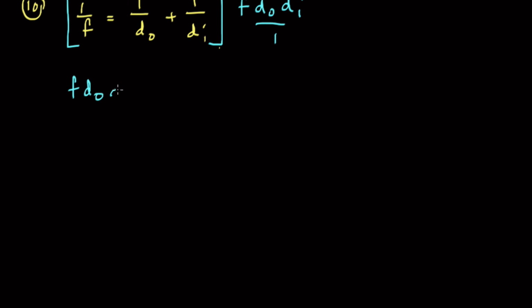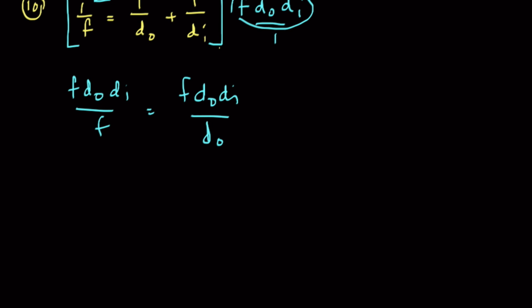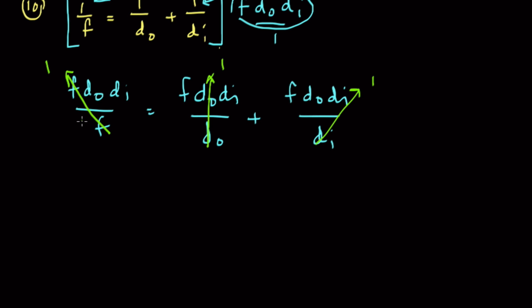So I would have f do di over f equals f do di over do. I'm just multiplying this in. So I'm multiplying this by this and by this and by this. That's all I'm doing. So I'm distributing it in there, plus f do times di over di. So what do I get to do here? Well, here I end up with f over f, which is 1. And so I can cross that out. Here's do over do, which is 1, and here's di over di, which is 1. So I can rewrite this as do di equals f di plus f do.